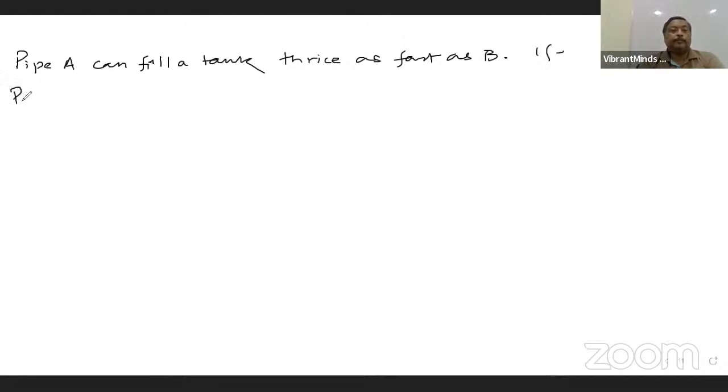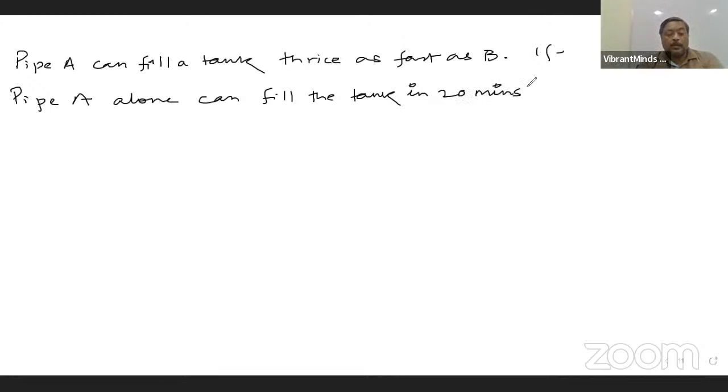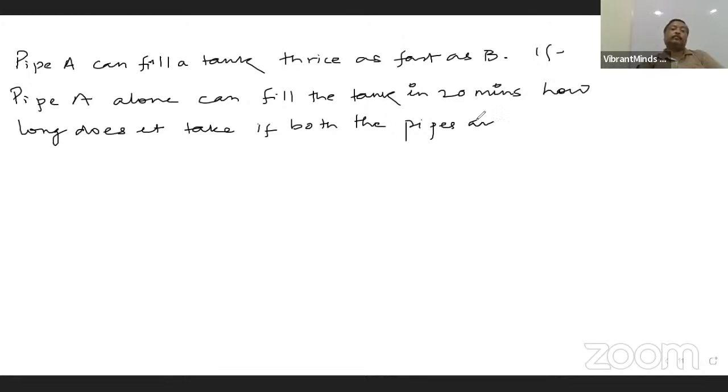If pipe A alone can fill the tank in 20 minutes, how long does it take if both the pipes are opened together?